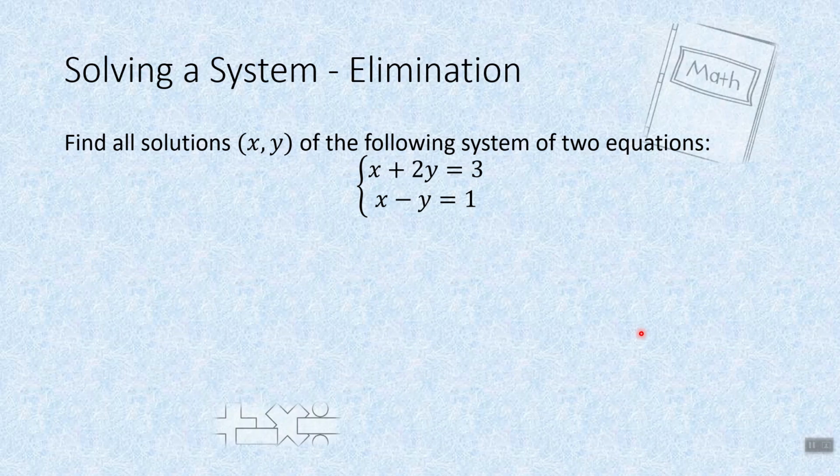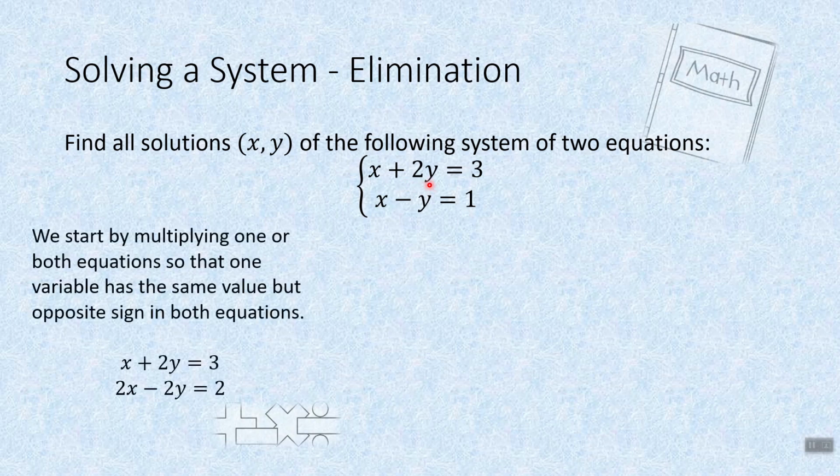Let's talk about elimination. Find all solutions x, y of the following system of two equations. I went back to the one that has 5/3, 2/3. We already know the answer. Let's look at the technique. We start by multiplying one or both equations so that one of the variables has the same value but opposite sign in both equations. What?